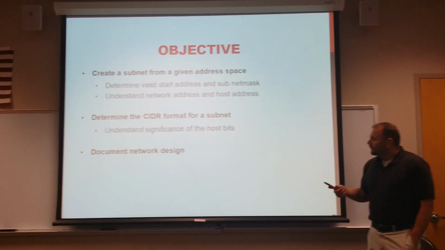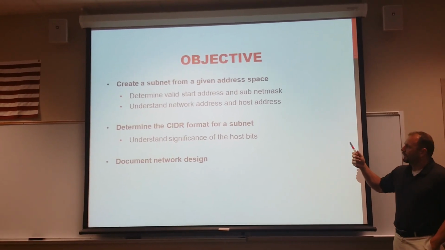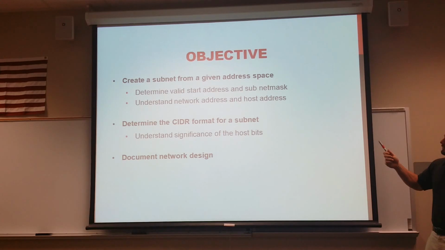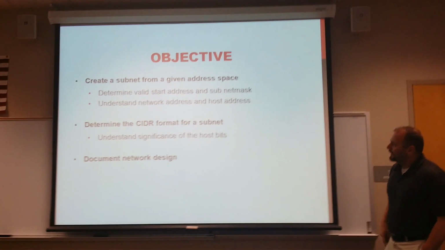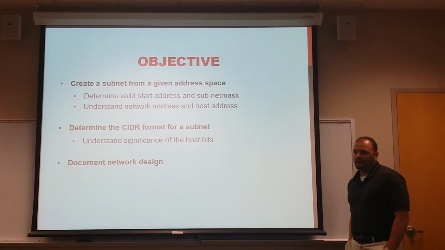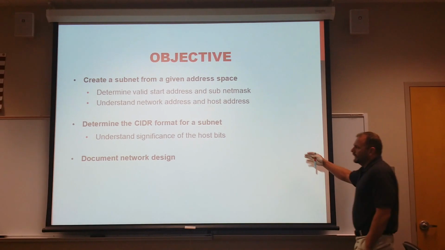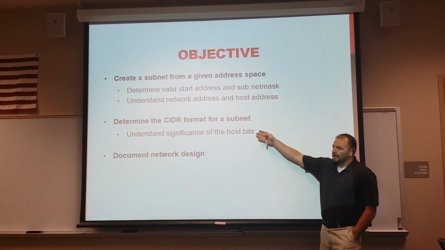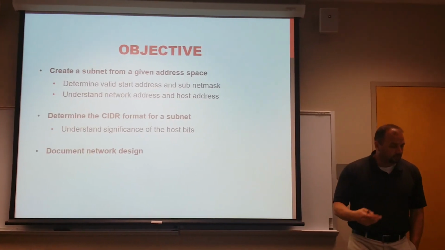So our objective for tonight is going to be to create a subnet from a given address space, and we'll provide that in our example. So at the end of this, we should be able to determine valid start and stop addresses, and also a valid subnet mask. We're going to understand what our network address and our host address are. Later on in the lesson, we're going to be able to determine our CIDR format for our subnet. And then last, we're going to talk about how we document our network design.